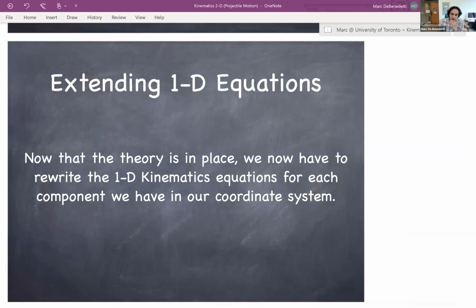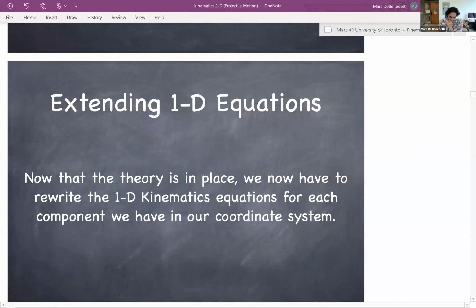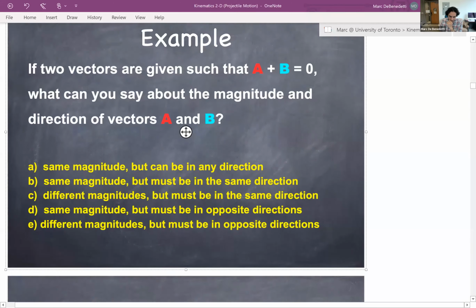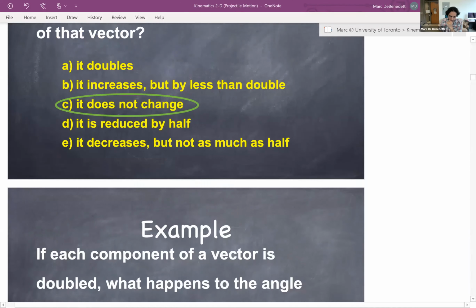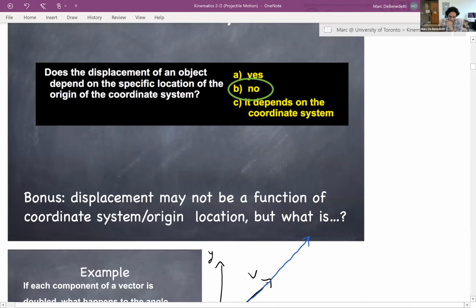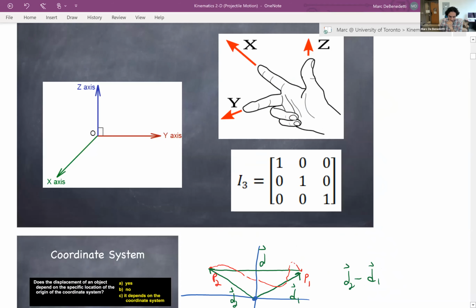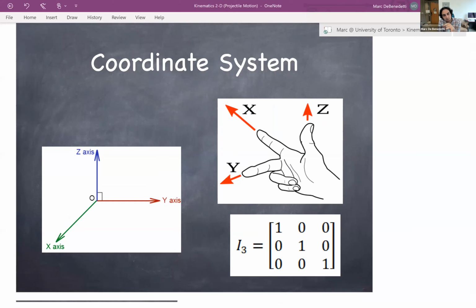Okay, so now our task is to extend the 1D equations that we have. Oh, sorry, I didn't talk about what I wanted to talk about. Coordinate systems, there we go. So I want to loop back before we move on to the next example or the next topic. I want to reiterate coordinate systems. Why are coordinate systems an important topic when we study multiple dimensions of motion, not just one dimension?